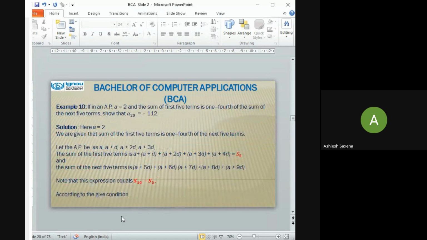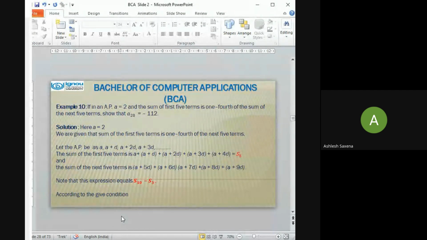Now see, if in an AP, a is 2, see to it, very applicative problem: if in an AP a is equal to 2, and the sum of the first 5 terms is 1/4 of the sum of the next 5 terms. This is the condition given to you. And you have to show that the 20th term of that series is minus 112.